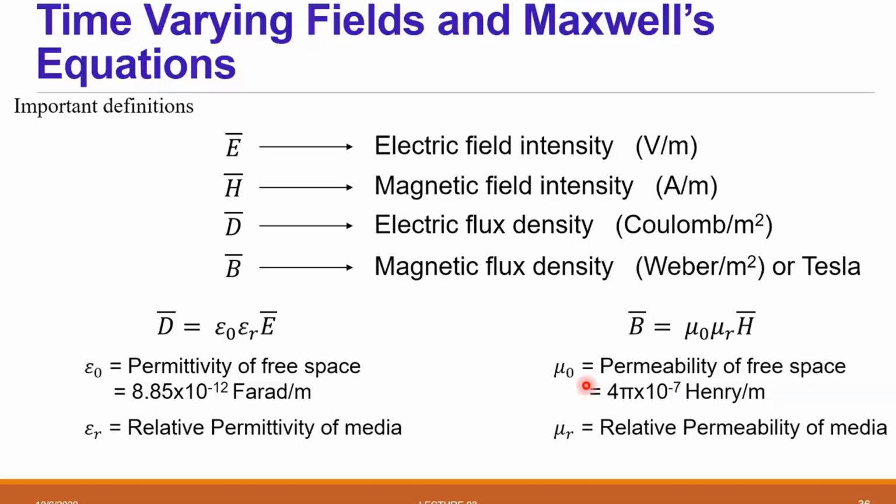So mu is equal to mu naught into mu r. Mu naught is equal to 4 pi × 10 raised to minus 7 henries per meter, and mu r is the relative permeability of the media. This mu r depends upon the media. If the media is other than air, then this mu r is considered, and it has some constant value like 1, 2, 3. Simple small values are there for mu r, the relative permeability of the media.